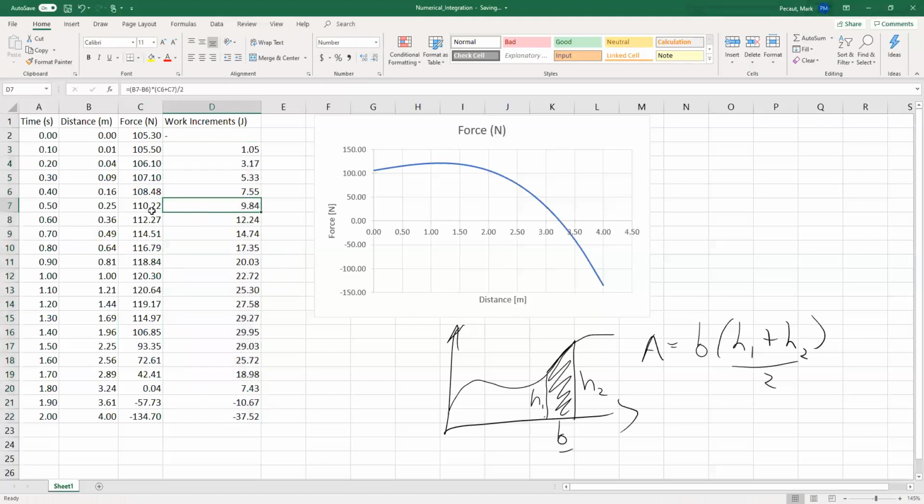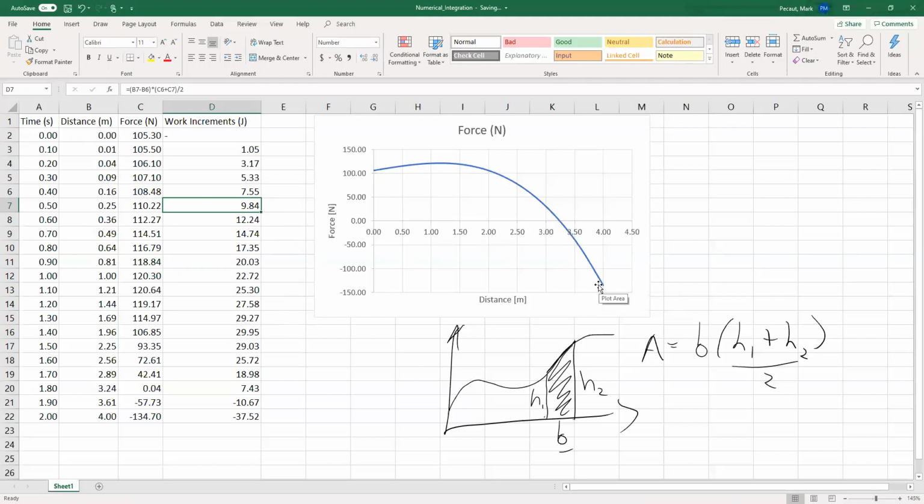Okay, so these are the increments in going from each of these cells to the next cell. So for example, this one is the work done in going from 0.16 meters to 0.25 meters. Okay. So the work done in going from here to here, that's 9.84. So that's the area for each of these little segments. I need to add those up to get the total area underneath my curve here. So I want the area until it transitions to negative force. At least that's the problem that I've set up for myself here.